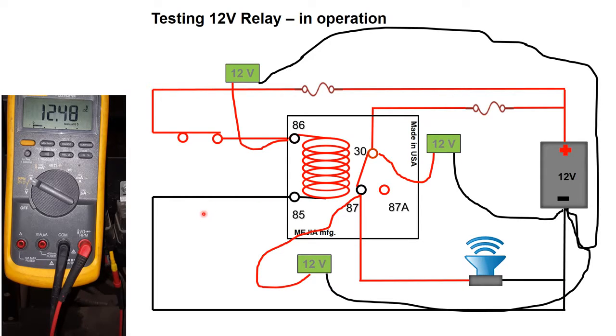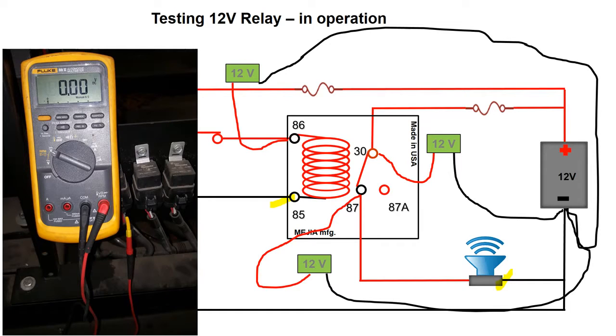The one additional test you want to do is to make sure that you also check that your ground, terminal 85, and the connector after the horn, have 0 volts or very close to 0 when you check it. So terminal 85 and the ground after the horn should be almost at 0.